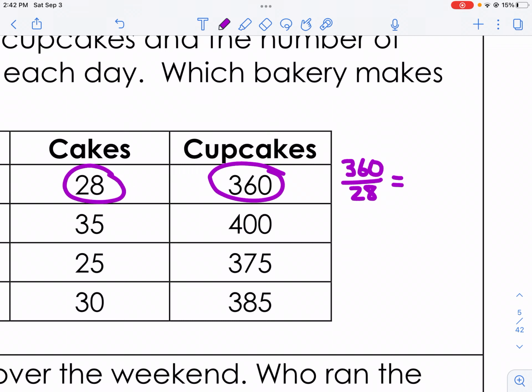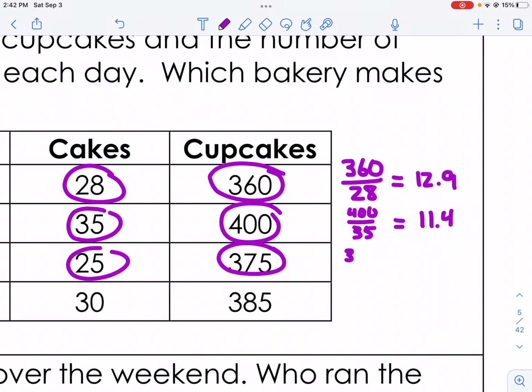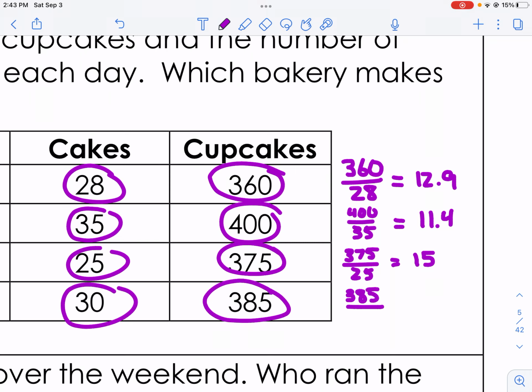That's going to give me approximately 12.9. And if I divide 400 divided by 35, that's going to give me 11.4. This is a silly example because I don't know why you would ever actually do this in real life, but at least cupcakes and cakes are fun. If we divide that, we get an even 15. And you don't have to write out these fractions. I'm doing it to show you where the numbers are coming from. You could just grab a calculator to do it and get 12.8.